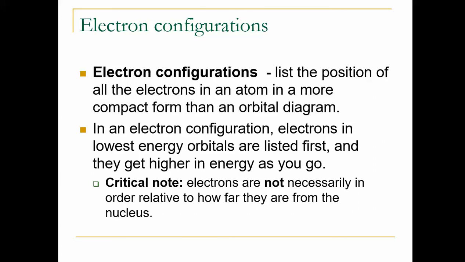So when you're doing an electron configuration, you're starting with the lowest energy and going up to the highest energy. And this is not necessarily the same in terms of how far they are from the nucleus, which is going to become important. The way we list the electrons is not necessarily their distance from the nucleus. Usually it is, but not necessarily. It's an order of energy.